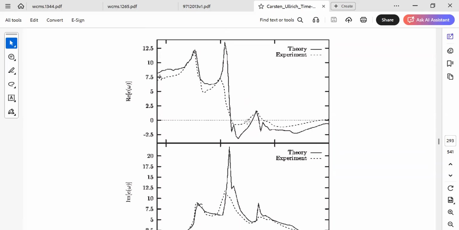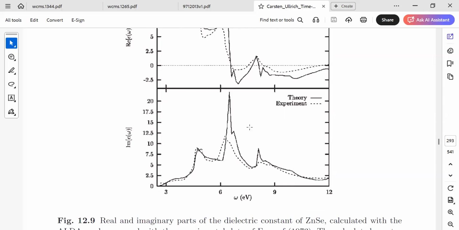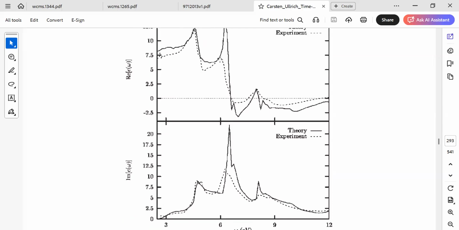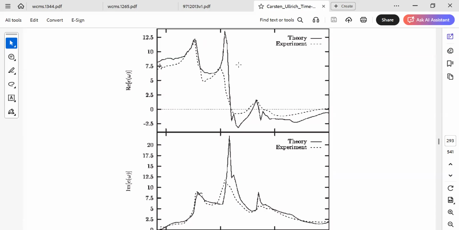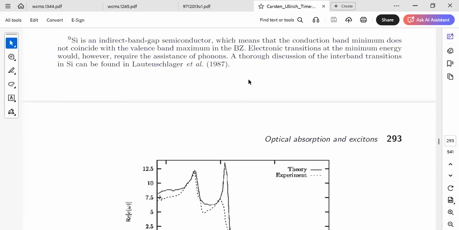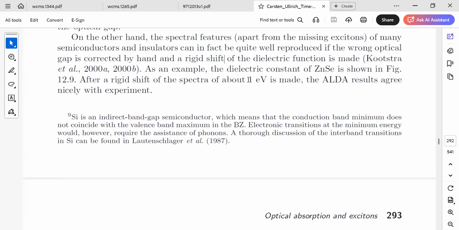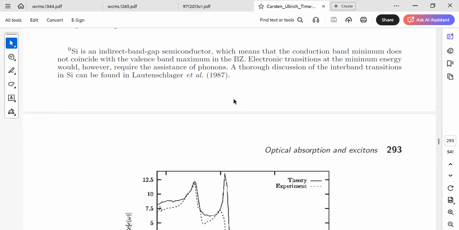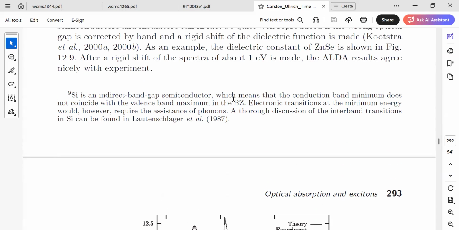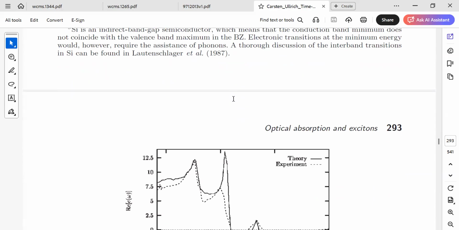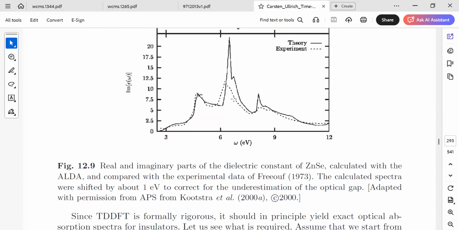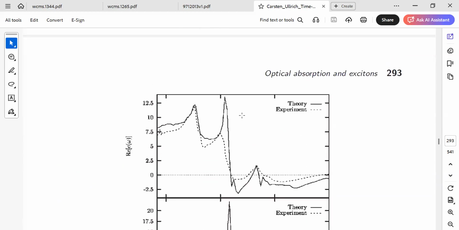This theory is an example in which we have shifted the band gap by hand, or corrected the band gap by hand, and plotted the dielectric constant for this material, and it shows almost the same behavior.